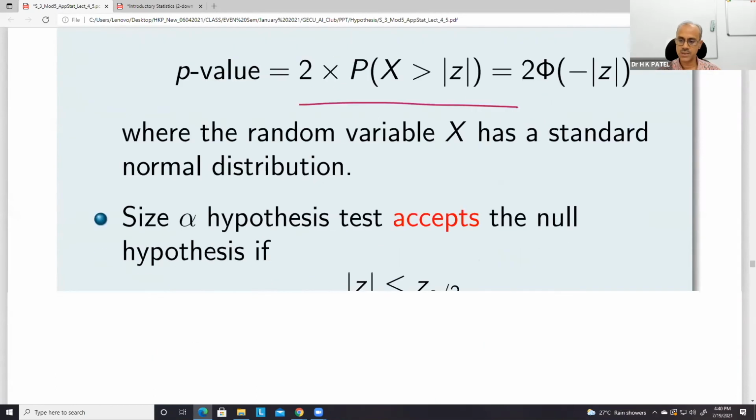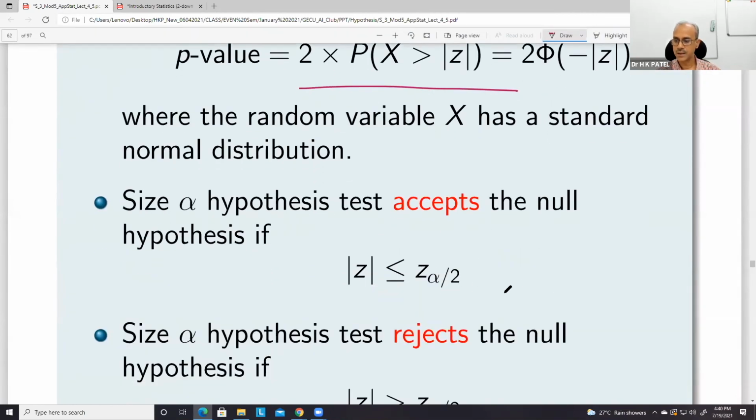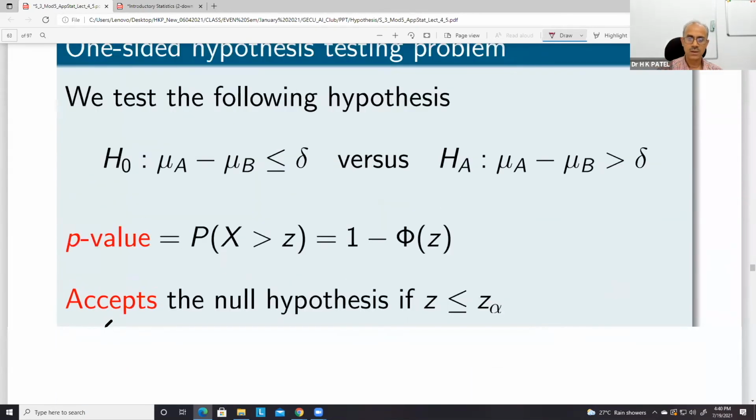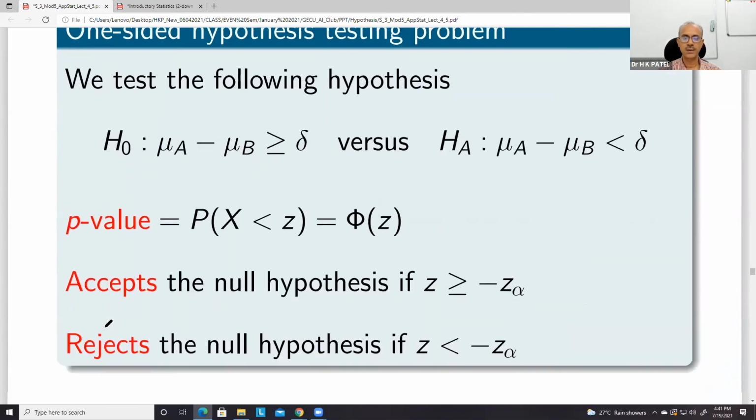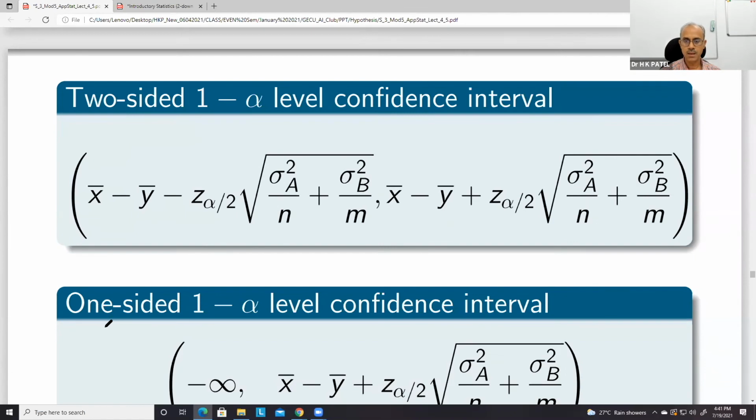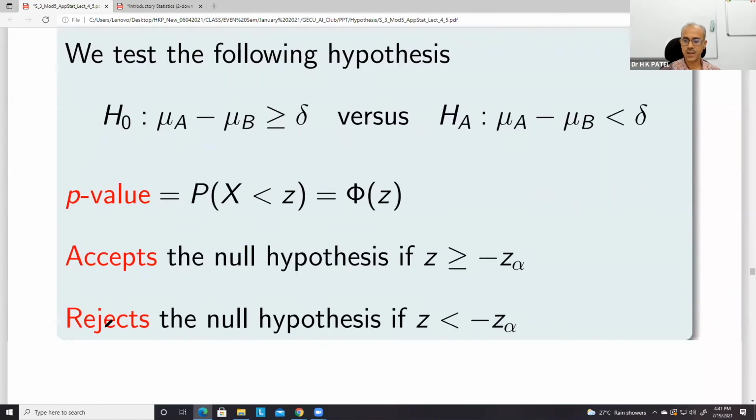And if alpha is decided, then if Z lies between minus Z alpha by 2 and Z alpha by 2, we accept the null hypothesis. Otherwise, we reject it. Otherwise means it is greater than Z alpha by 2 or less than minus Z alpha by 2. The same things apply for the one-sided test and the confidence interval.